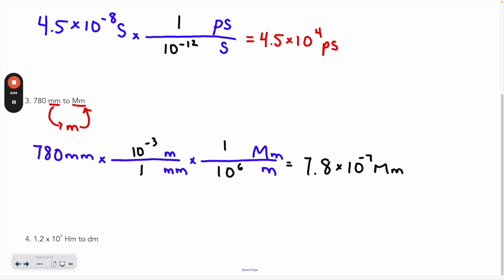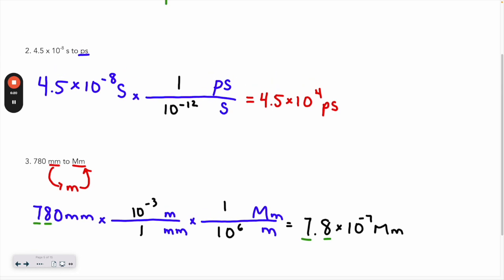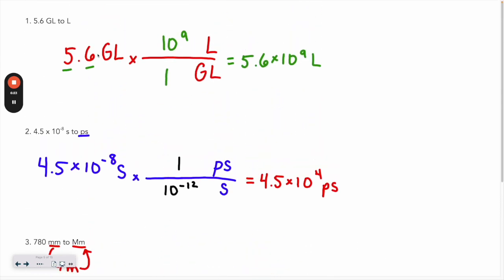All right, a couple of quick things. Notice 780, I might be tempted to say that's 3 sig figs, but since there is not a decimal place, there are actually, because I'm counting from right to left then, there are only 2 sig figs, which is why I only put 7.8.